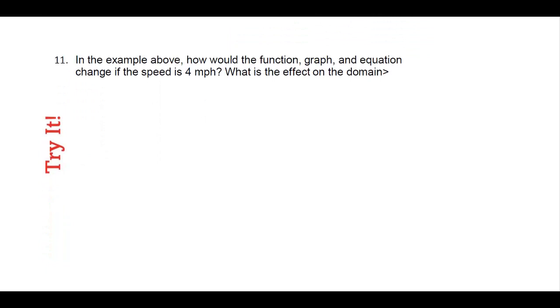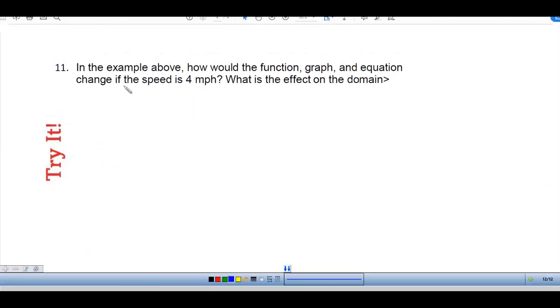Okay, give example 11 a try, pause the video, and then check your answer. It wants to know how would the function graph and equation change if the speed is 4 miles per hour. So the only difference here is that the speed has changed from 6 down to 4. So we'll do the same thing. So I had 4 miles per hour.